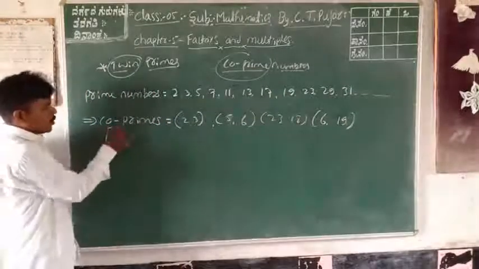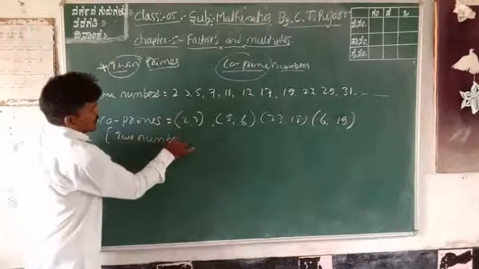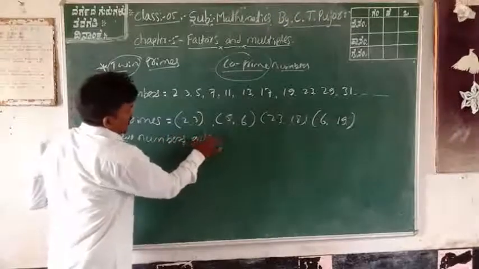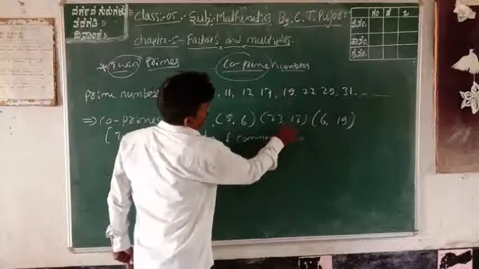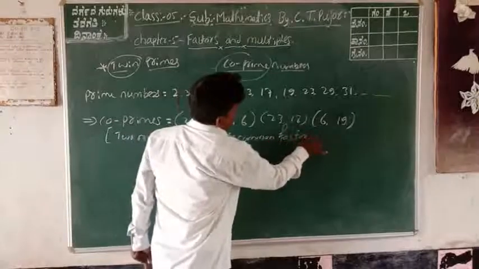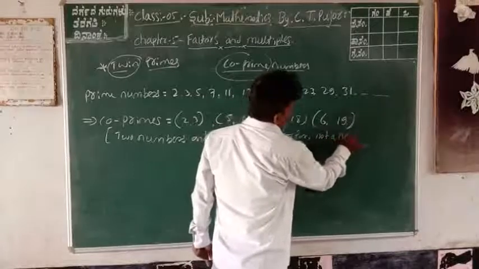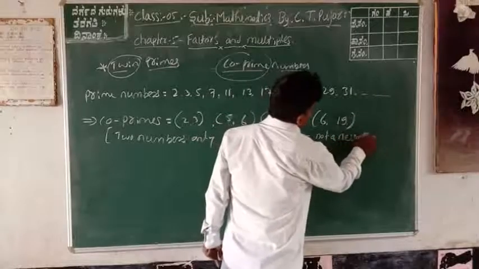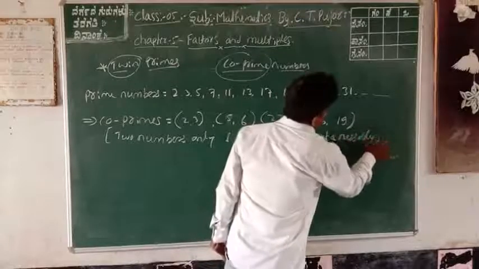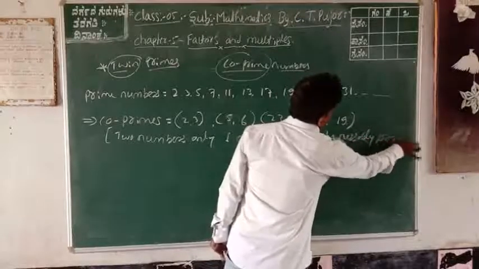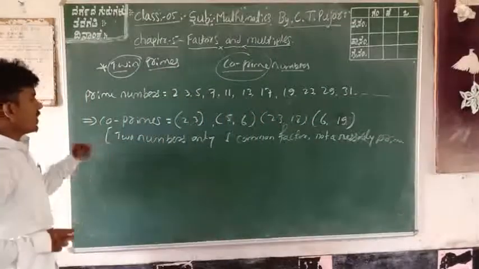The meaning of co-prime is two numbers that have only one common factor, not necessarily prime. This is co-prime. What about the next?